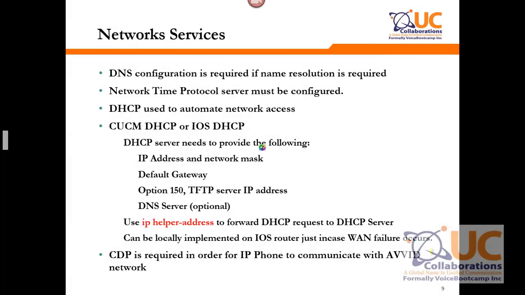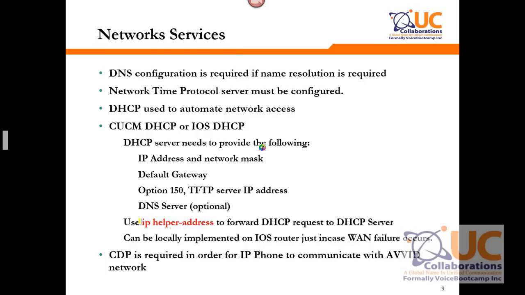Now once that is done, we're going to focus on DNS, network time protocol, and DHCP, call manager based or IOS based. DHCP is required in order for a Cisco IP phone to obtain an IP address. In the DHCP, we're going to assign an IP address and network mask, default gateway, and option 150, which is the IP address of your call manager or call manager express. A DNS server is optional, not required.